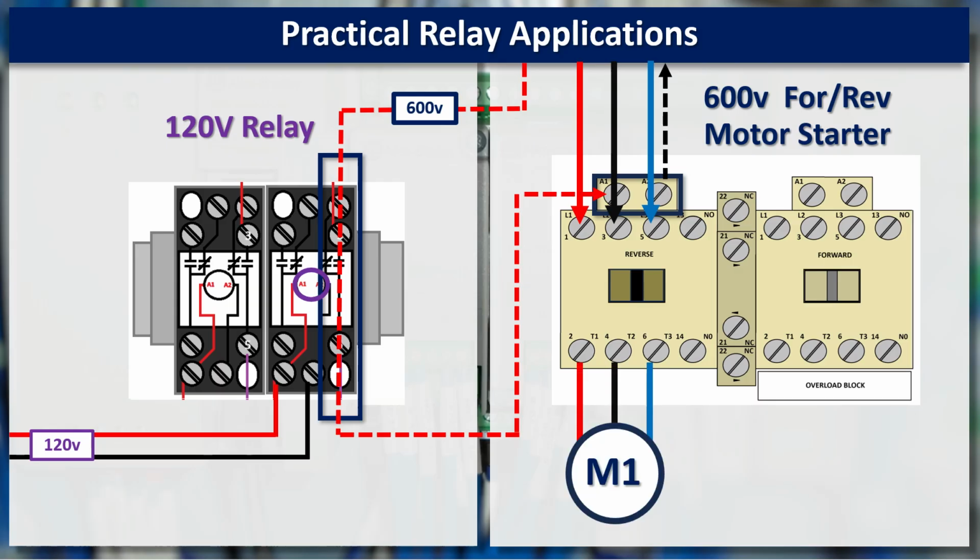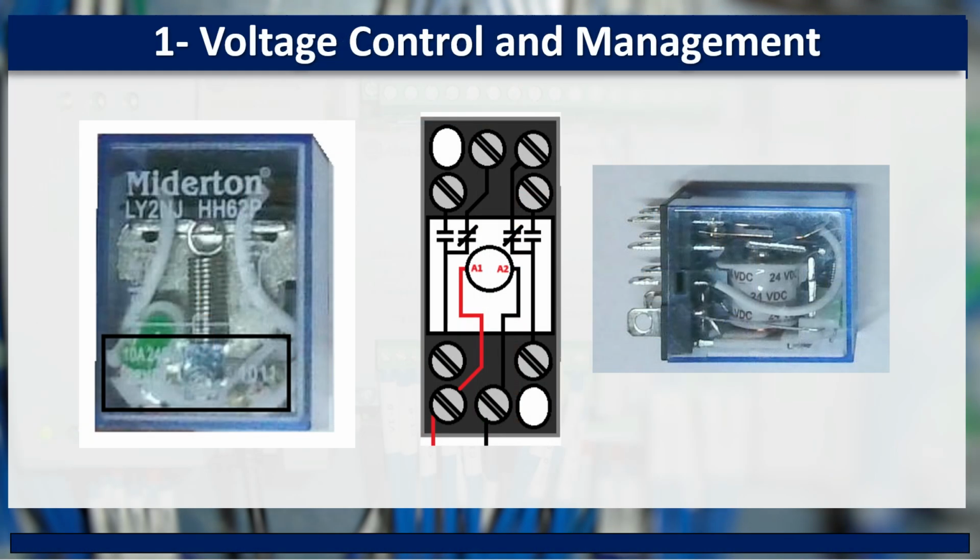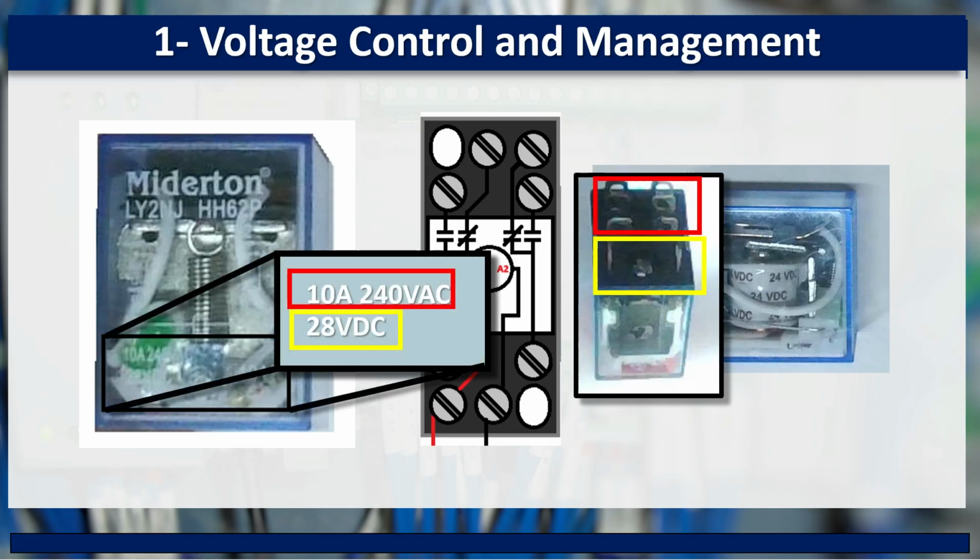When selecting a relay, confirm that the coil matches the control voltage and that the contacts are rated for the load voltage, current, duty, and required number of contacts. This is a representation of a 10-amp ice cube relay. The 10A marking identifies its maximum contact current rating.